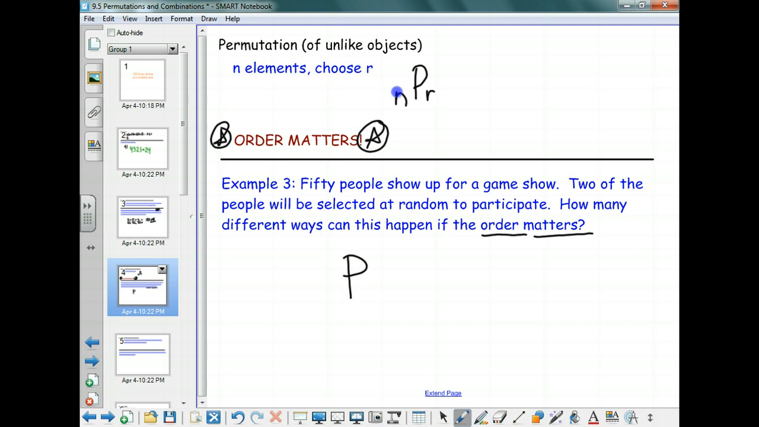How many people or things are we picking from? 50. And how many are we choosing? 2. All right, so now I need to tell you what we do with the 50 and the 2. So let me go back up to the description above where I was writing the formula and then I stopped. nPr is n factorial over n minus r factorial.